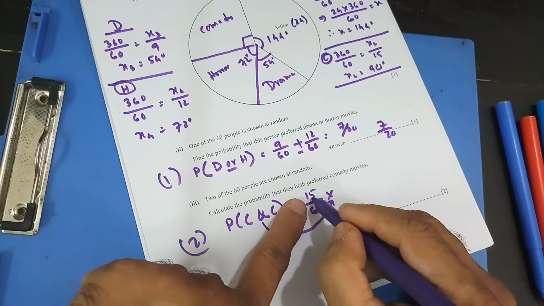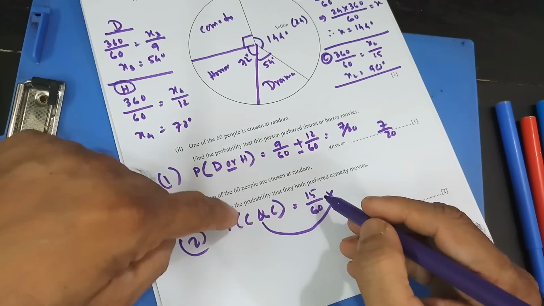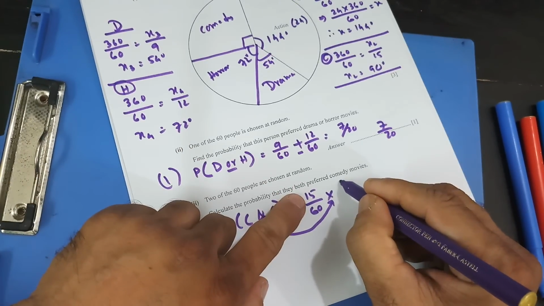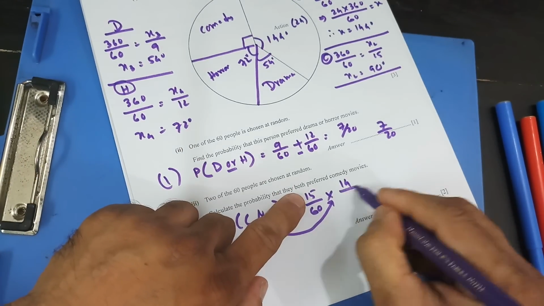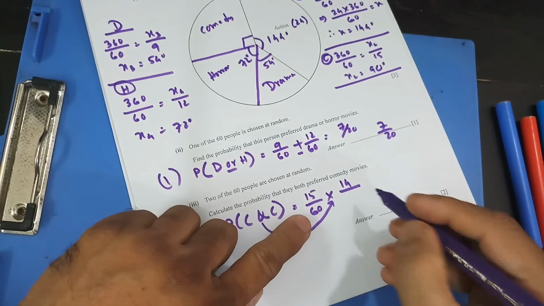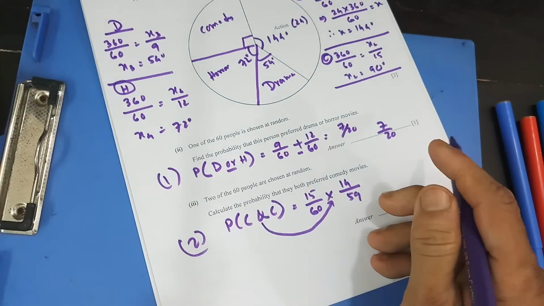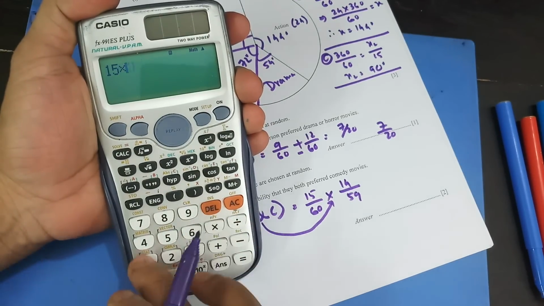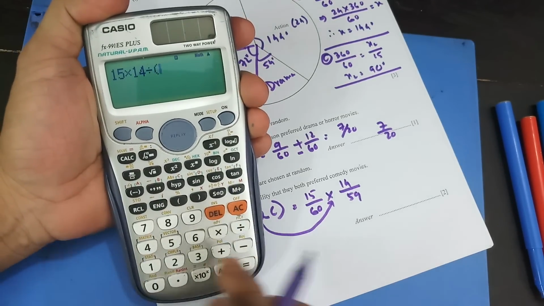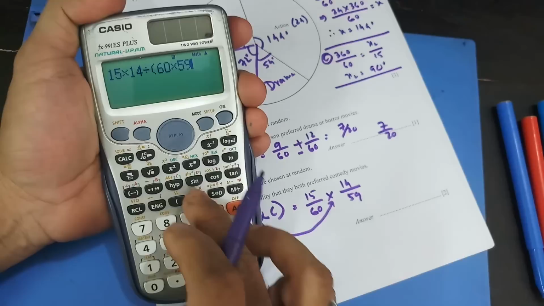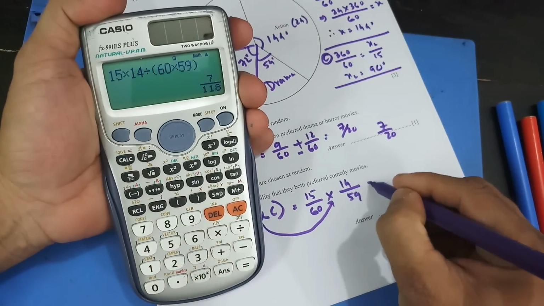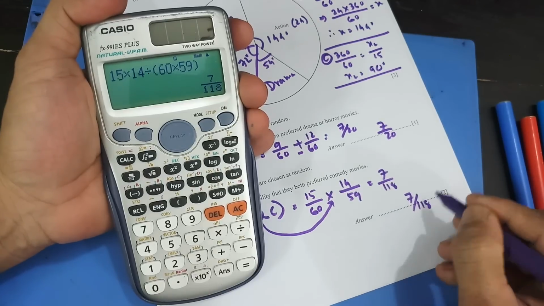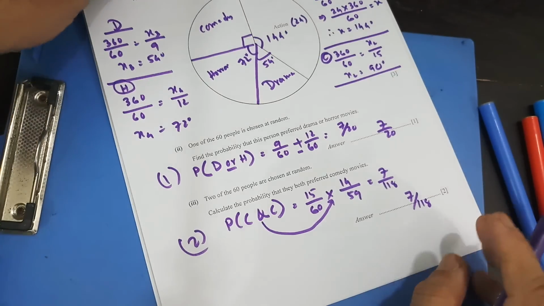Since we already got one of the people who likes comedy, to get the second person who likes comedy, we subtract 1 from there. That means 14 over here, and from the total I subtract 1, so 59. So what we got is 15 times 14 divided by, let's put that in brackets, 60 times 59. So I got 7 by 118. So this is 7 by 118. Okay, so this is done.